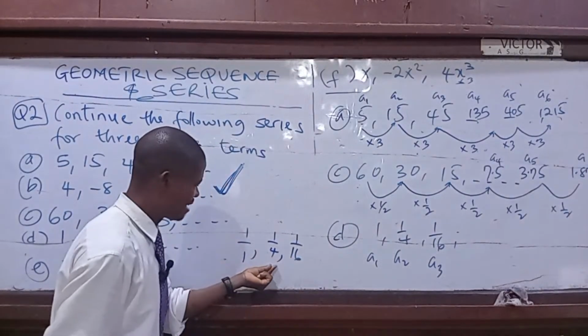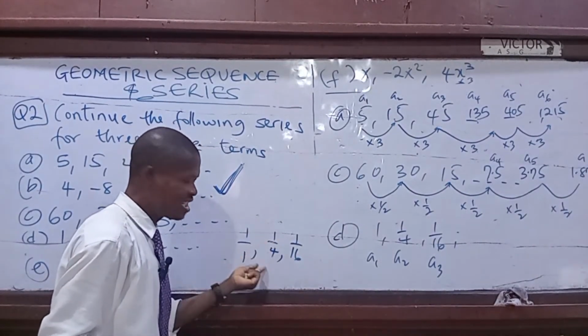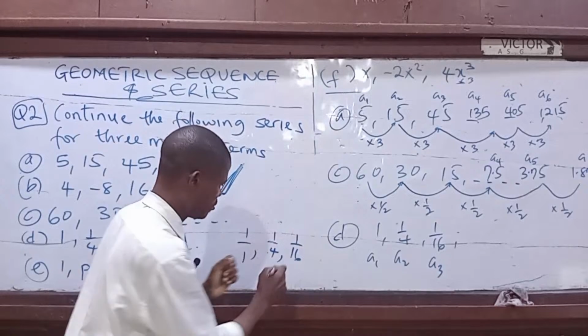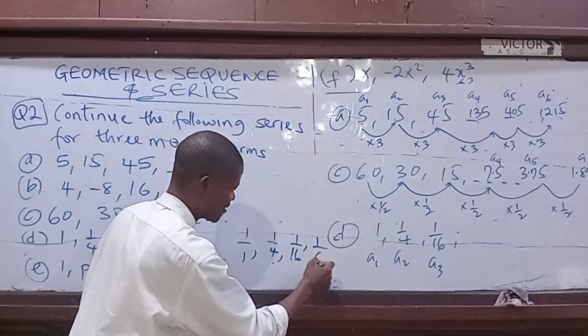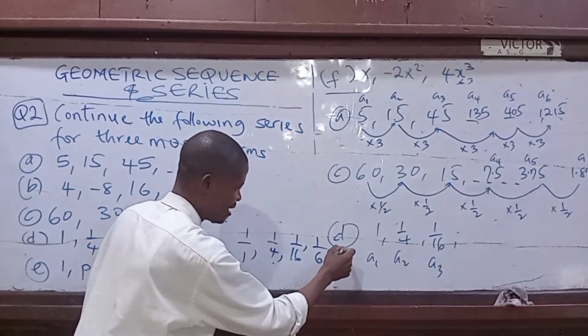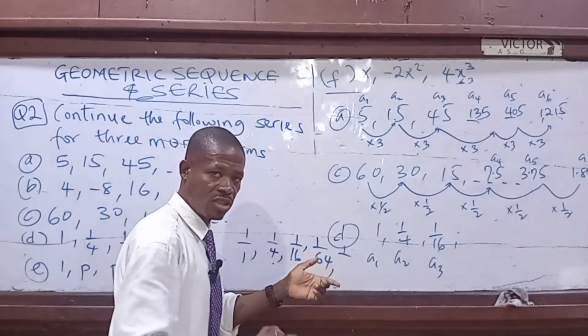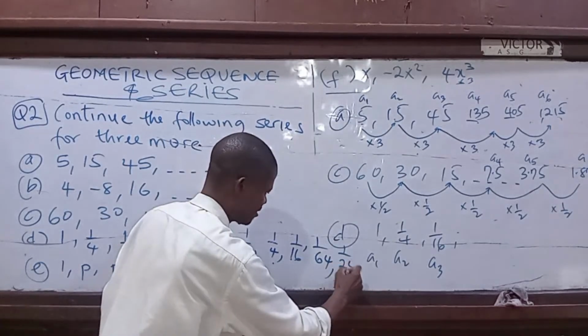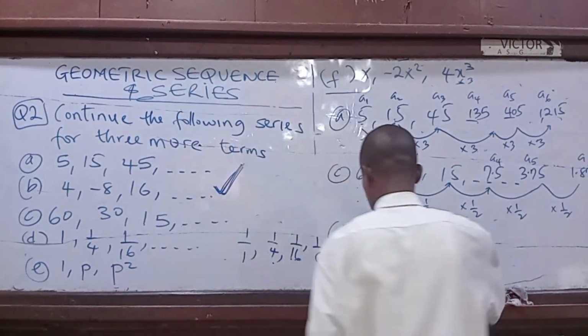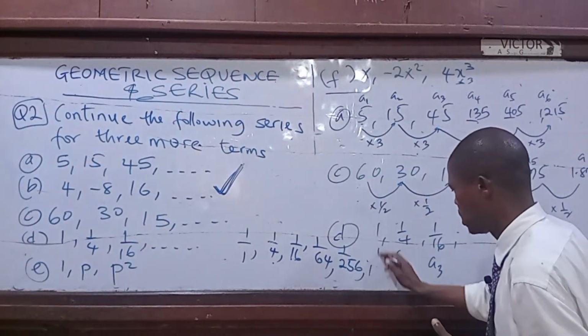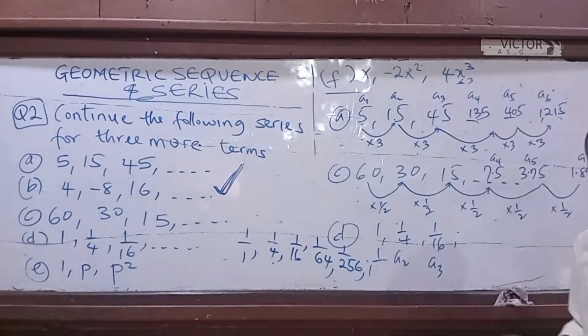So you realize that the denominator is being multiplied by what? By 4. So this will be 1 over what? 16 times 4, that's 64. The next one again, the denominator times 4. That's 256. And lastly, 256 times 4. That will give you the last one. The numerator is constant, and the denominator is 256 times 4.